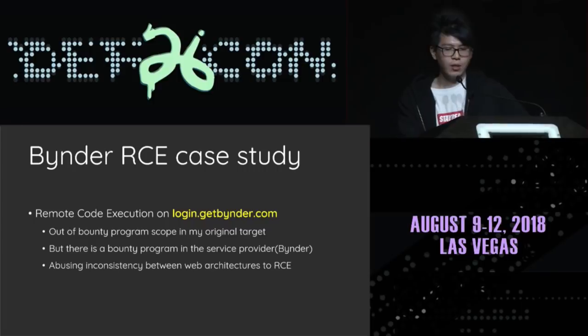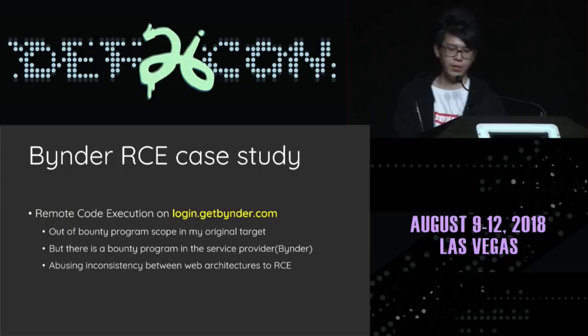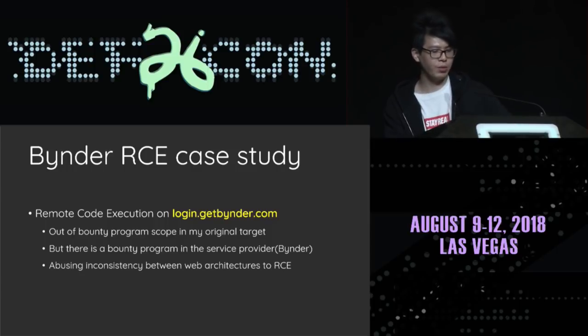Okay, so next, what can we do if we bypass the access control? We will give a code execution case in a bounty program. Basically, I found this code execution in another bounty program. Although I got code execution, I found my target is not in their bounty scope because it's a third-party service. But fortunately, there's also a bounty program at that service provider. So in the following case, I will use their site as the example.